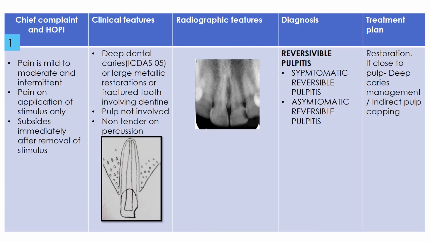Let's look at each and every clinical scenario. I have tried to correlate the chief complaint of the patient with what we are seeing clinically, what the radiograph would look like, and how we arrive at a diagnosis and how the treatment would be given. Now, let's look at scenario number one, where the patient complains of pain that is mild to moderate and intermittent, that means on and off pain.